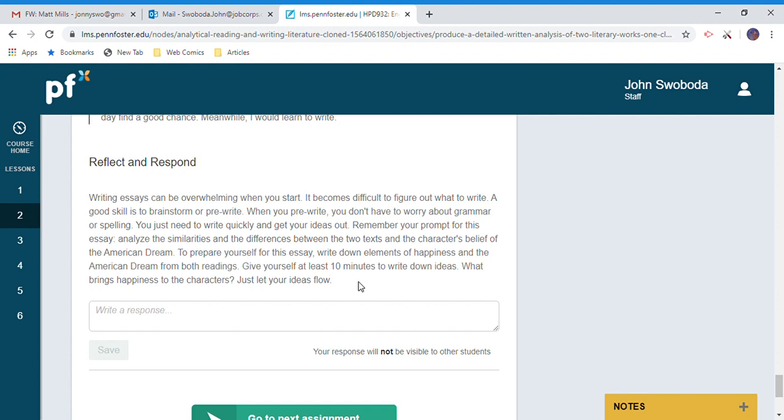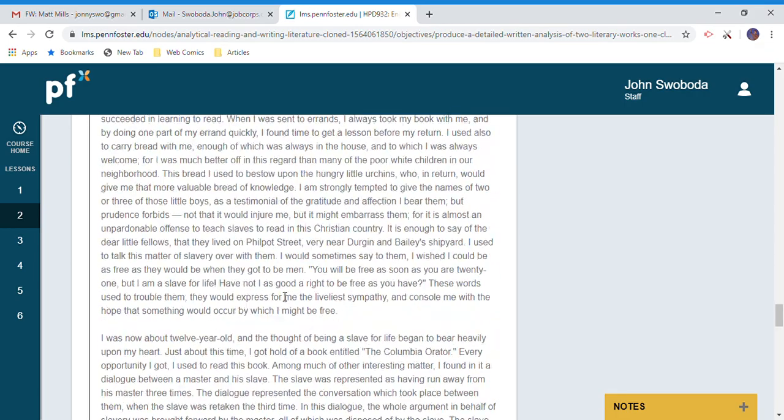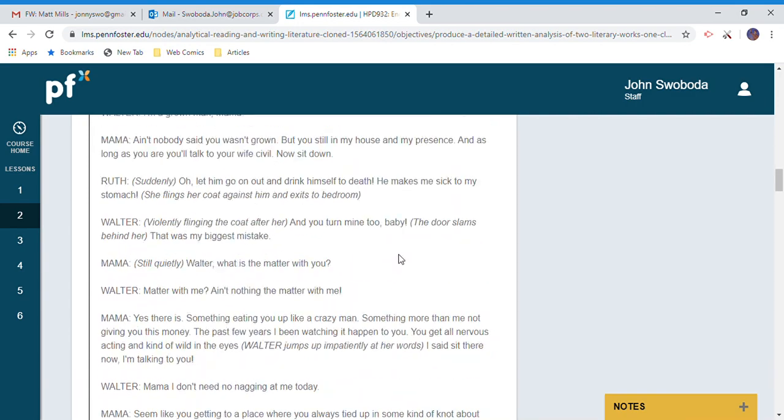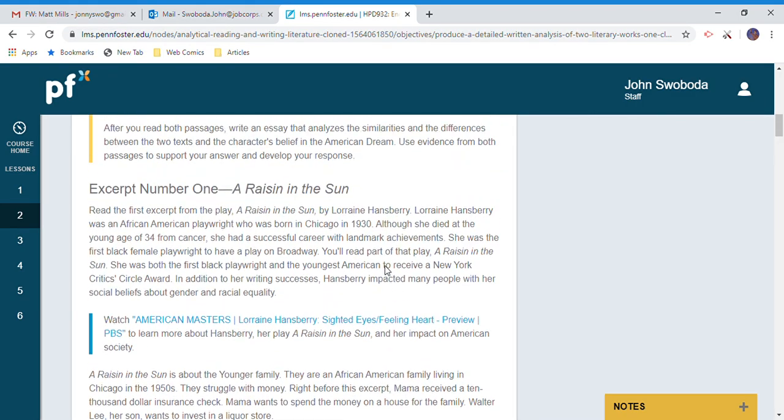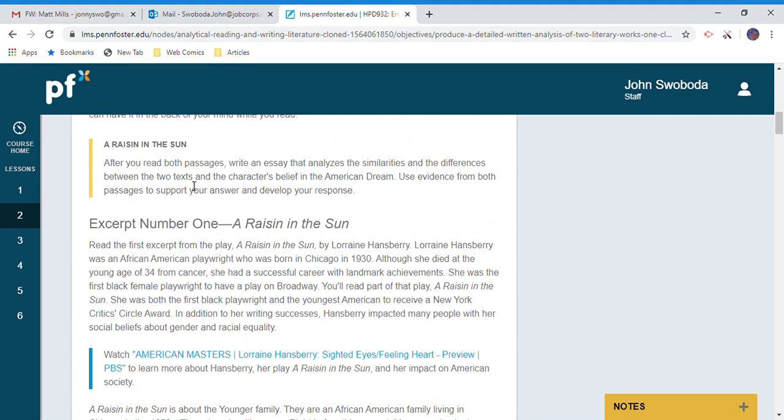Sorry. Writing essays can be overwhelming when you start. It becomes difficult to figure out what to write. Let's go back to the prompt. After you read both passages, write an essay that analyzes the similarities and differences between the two texts and the character's belief in the American dream. Use evidence from both passages to support your answer and develop a response.